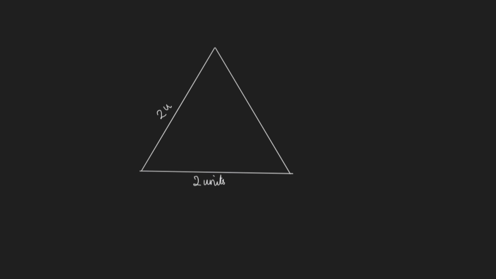For this, let us consider a triangle, an equilateral triangle to be specific, where each side length is 2 units. So this is 2 units. Let's label the other sides as well. 2 units here and 2 units here. Now since it is an equilateral triangle, all the angles would be 60 degrees each. So this is 60 and this is also 60 degrees.